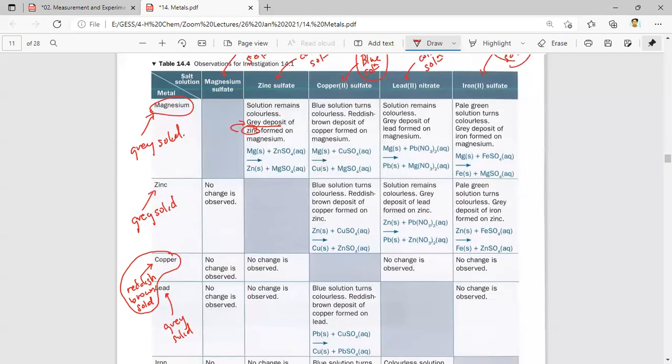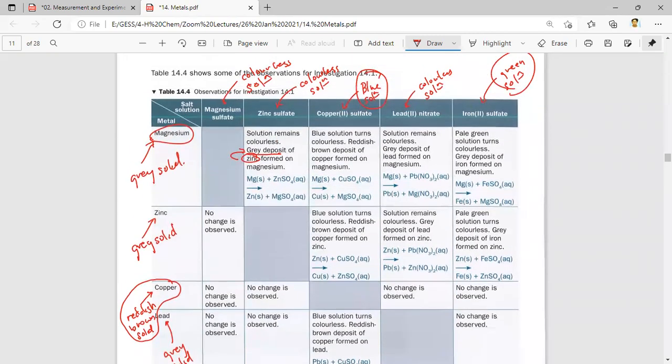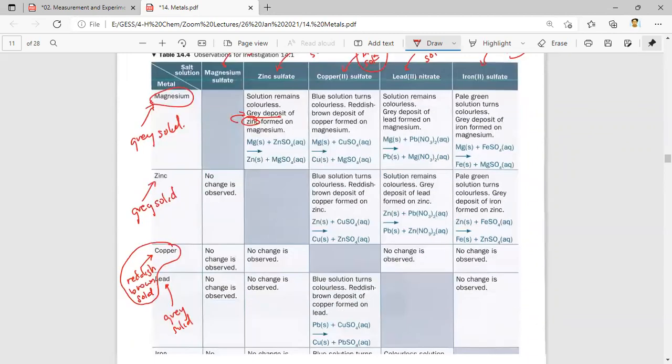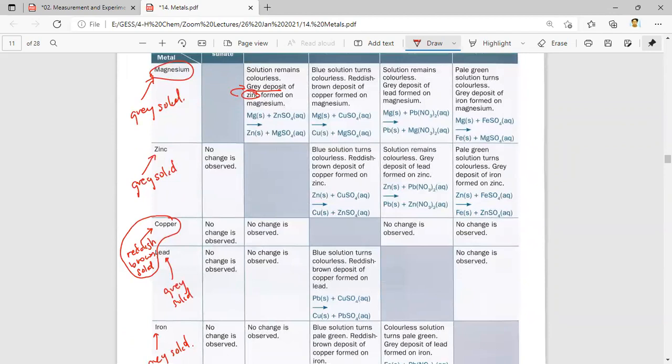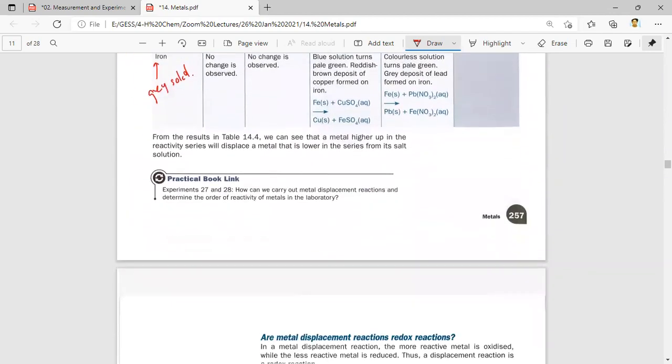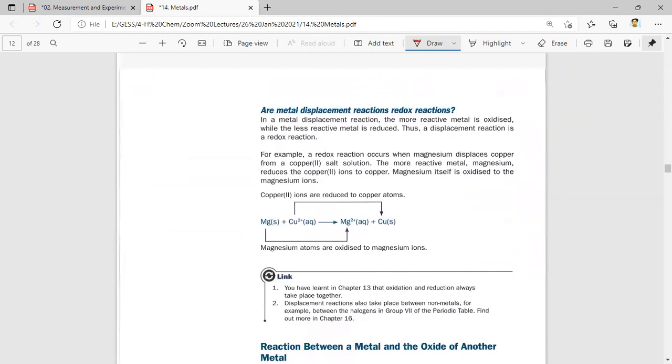So these are some of the things you can take note of in case some of you say, how do I know what color it is? Actually, from this table 14.4, you can pick up on these things over here. I tell you, in your textbook, a lot of things are just whether you got see or never see only. Next, our metal displacement reactions.